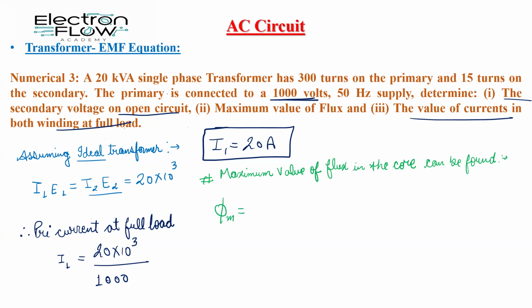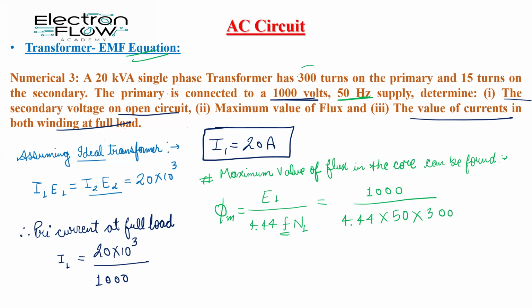we know the formula, or we can say the EMF equation of the transformer, that phi m is equal to E1 divided by 4.44 F into N1. If I talk about the primary side, then the value of the maximum flux is equal to: the value of E1 is 1000, divided by the constant 4.44 into 50 hertz. Frequency is given to us in the question, and multiplied by the number of primary turns, which is 300. Okay, this is given to us in the question.